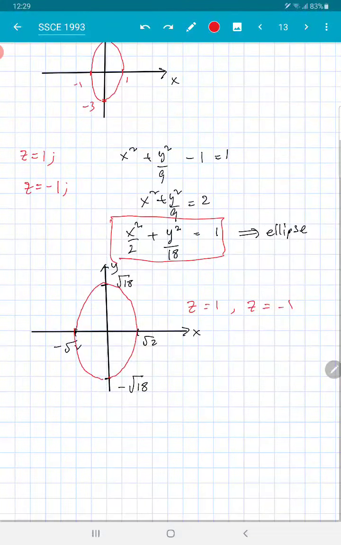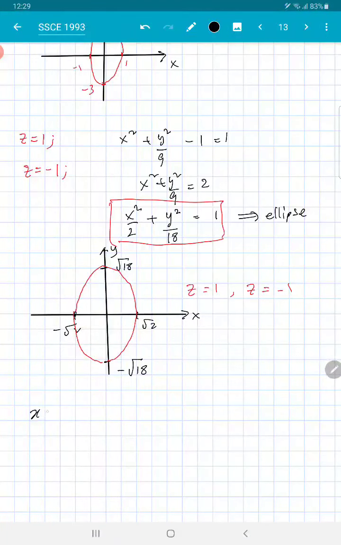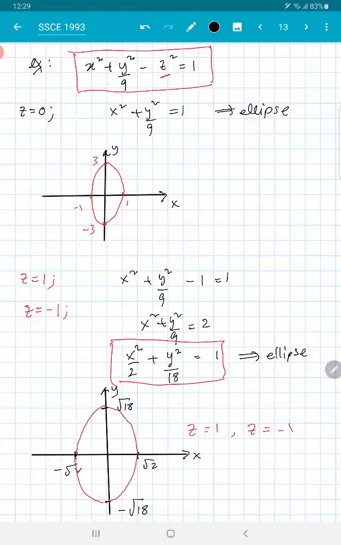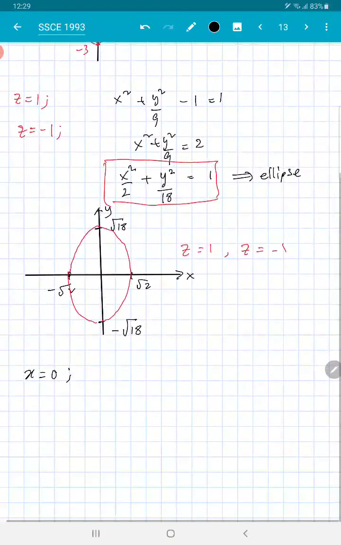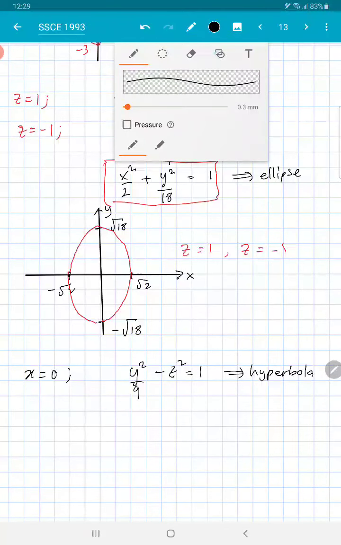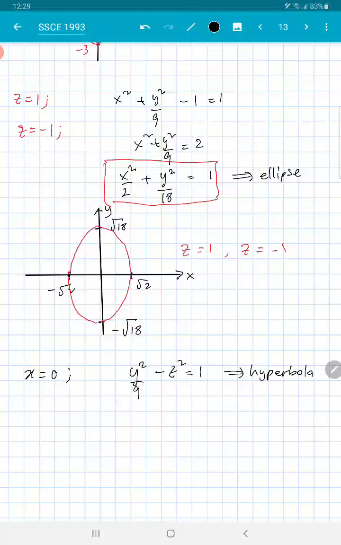Now for the view from the front, we're going to let x be a constant. When x is a constant, our equation would be y squared over 9 minus z squared equals 1. This is an equation of a hyperbola, where the hyperbola will open along the y-axis.